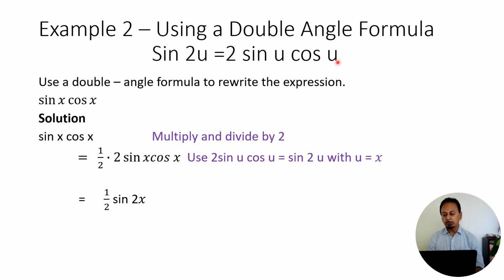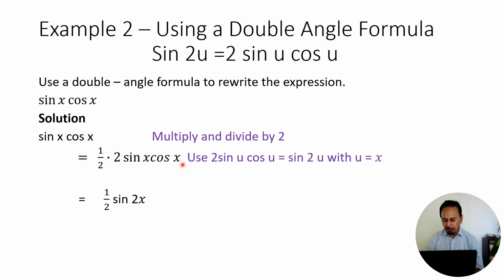Example 2, using the double angle formula sine 2u equals 2 sine u cosine u. Use this double angle formula to rewrite the expression sine x cosine x. So let's start with sine x times cosine x. In order to apply this formula, you have to multiply and divide by 2. So let's divide first and multiply by 2.